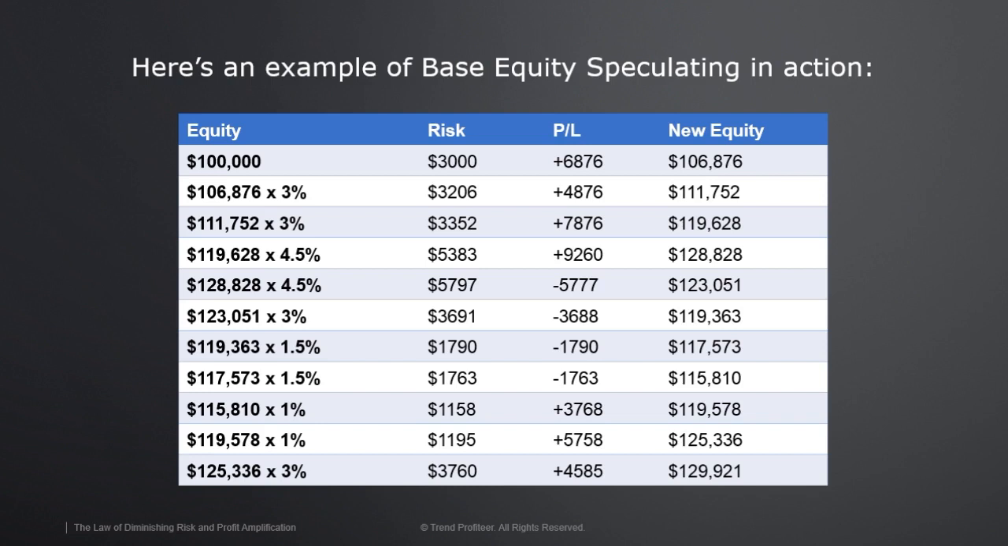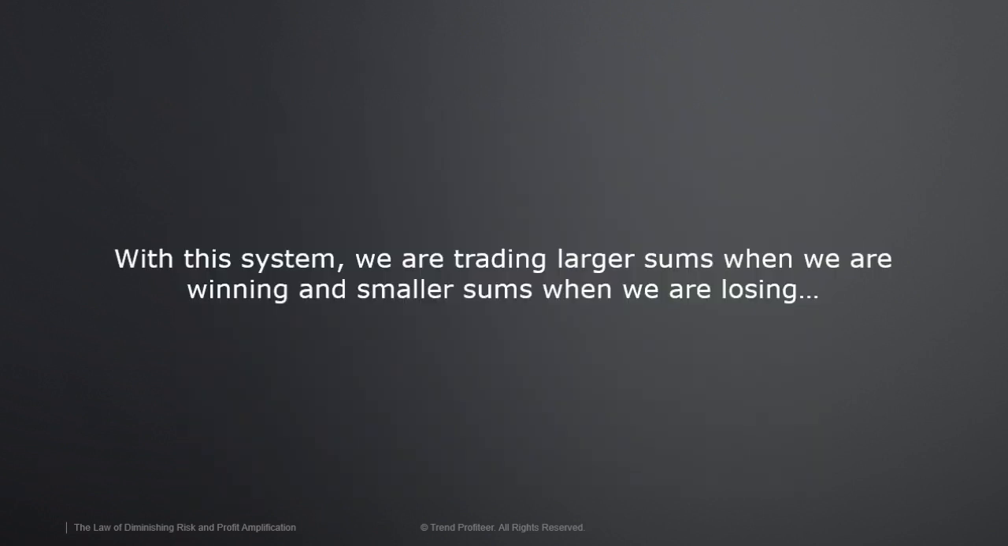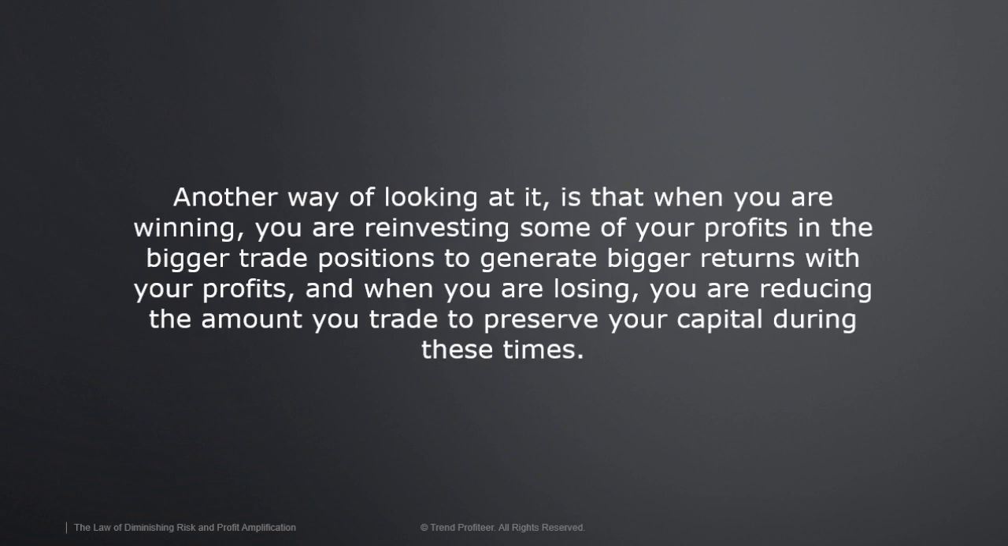Some are just ideal setups when they're positioned at a significant level. They don't require a large stop loss, and they're the opportunities that you can benefit on by increasing your lot sizes, amplifying those profits, and reinvesting some of your profits into those bigger trades. So with this system that I just went over, we're trading larger sums when we are winning and smaller sums when we are losing, as opposed to the double down system.